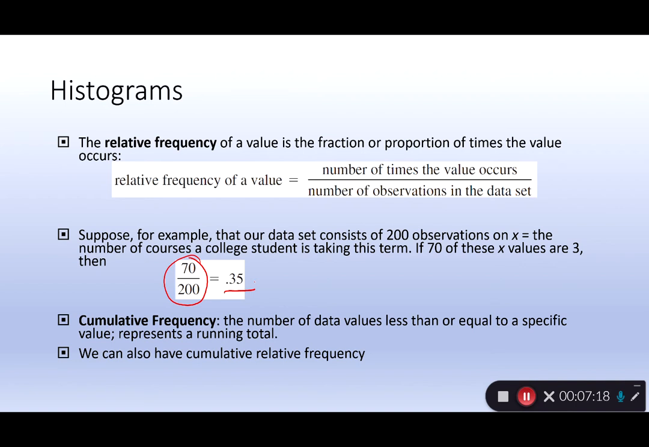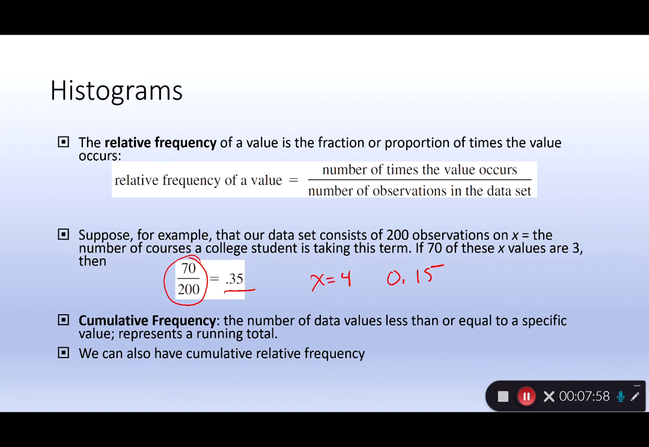All right, the last term I'd like to define is cumulative frequency. It's the number of data values less than or equal to a specific value. So it's kind of like a running total. So we take our relative frequencies and we add them up. So for example, if the number of courses the college student was taking was 70 out of 200, our relative frequency would be 0.35. Let's say for X equals 4 classes, our relative frequency was 0.15. The cumulative frequency thus far would be adding up those two terms, and it would be 0.5.